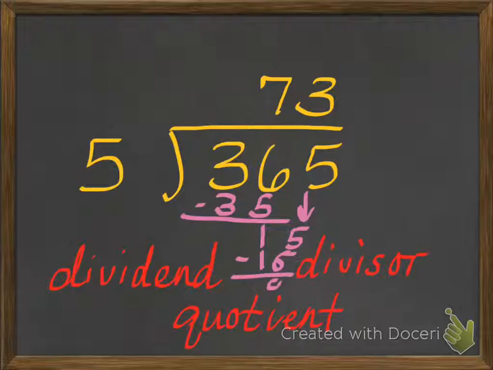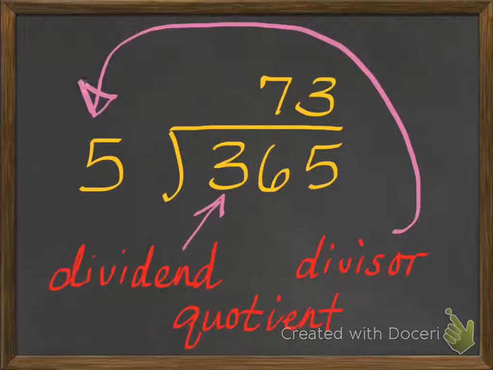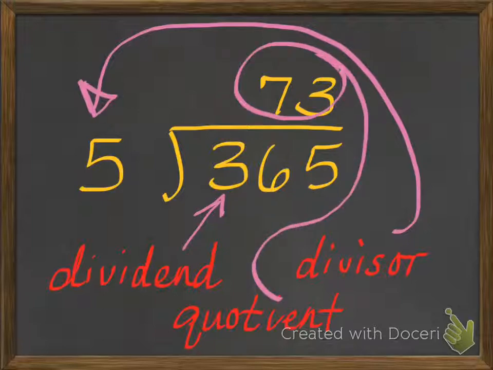Okay. Also, I asked you to label and show which is the dividend, which is the divisor, and which is the quotient. The dividend is 365. The divisor is 5. And the quotient is the answer to the division problem. Okay? Hope you got it right.